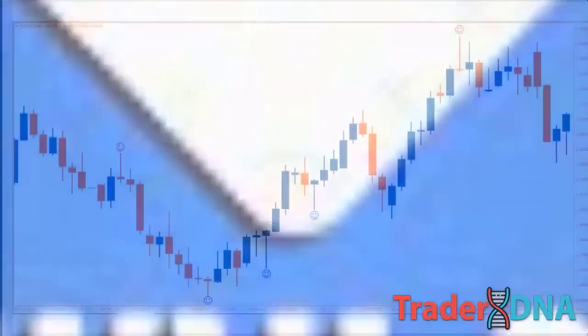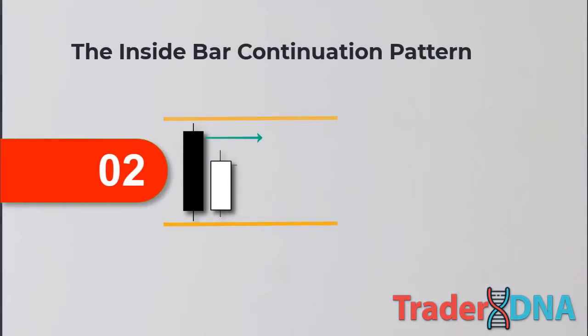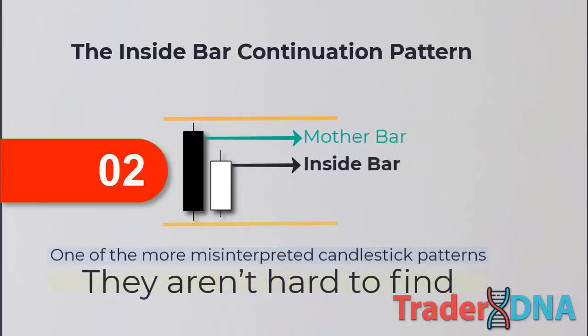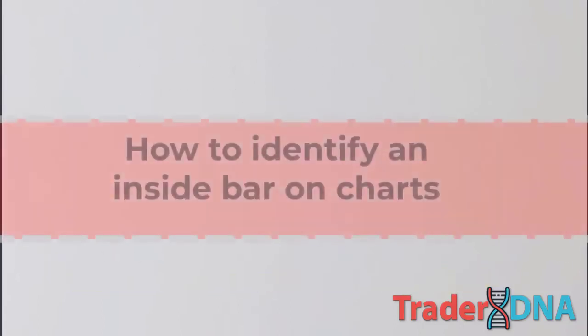Number 2. The inside bar continuation pattern. The inside bar is one of the more misinterpreted candlestick patterns, simply because they aren't hard to find. This observation is especially true for those trading anything less than the daily charts. How to identify an inside bar on charts.